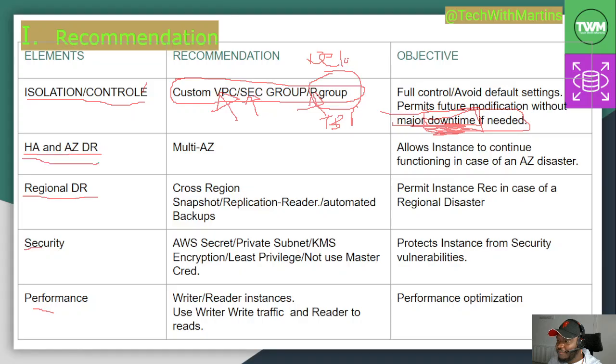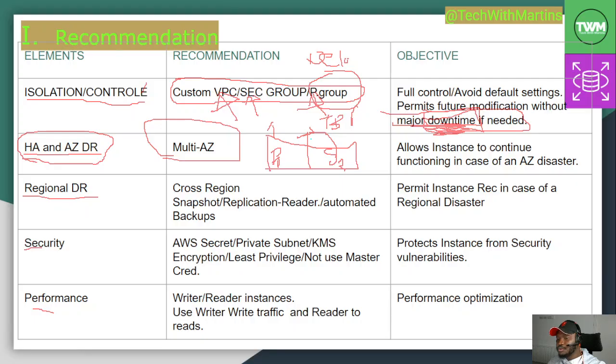So the next element is high availability and disaster recovery. What is the recommendation? We recommend you go for a multi-AZ instance. What is a multi-AZ instance? When you deploy a multi-AZ instance, as I previously explained, you're going to have a primary instance maybe in AZ1, and a secondary in AZ2. If AZ1 is down, AZ2 will obviously pick up and continue serving your application without any problem.